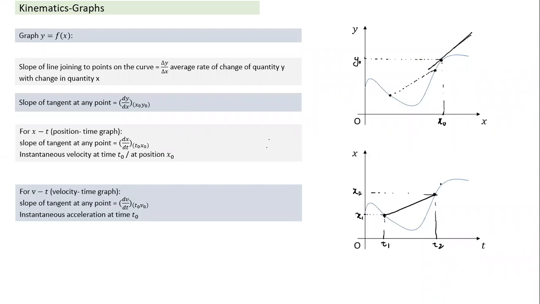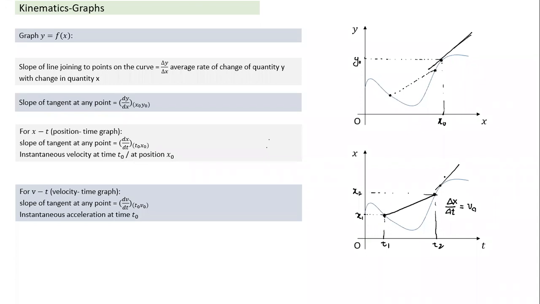And similarly, if I draw a tangent at any point on the xt graph, what does the slope of the tangent indicate? The slope of the tangent is dy by dx, y-axis by x-axis. But in this case, on the y-axis there is position, and on the x-axis it is time. Once we understand the y-x curve, it can be applied to any curve which involves two physical quantities. The slope of a line through 2 points is delta of the quantity on the y-axis divided by delta of the quantity on the x-axis. Here the slope becomes delta x by delta t. What is delta x by delta t? It is equal to average velocity.